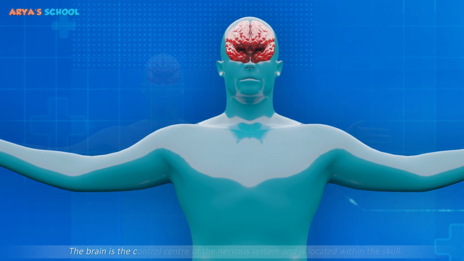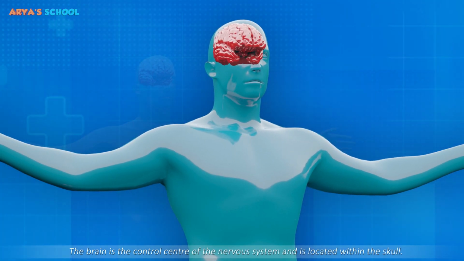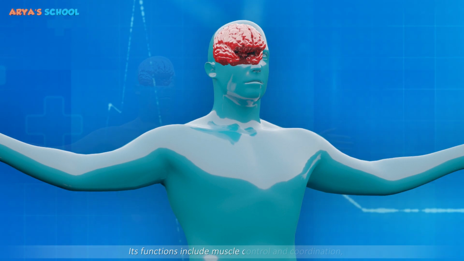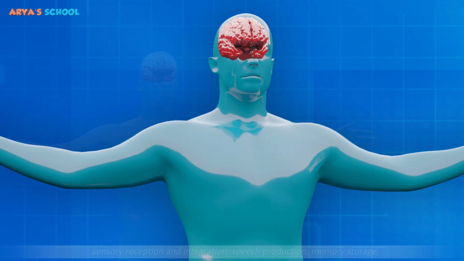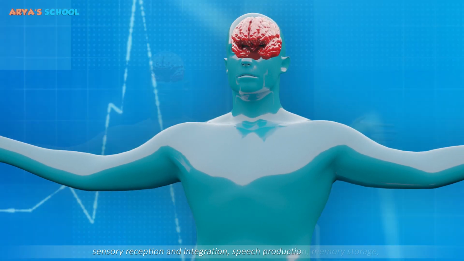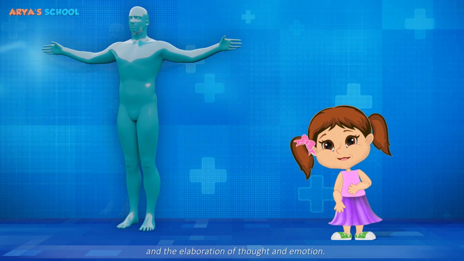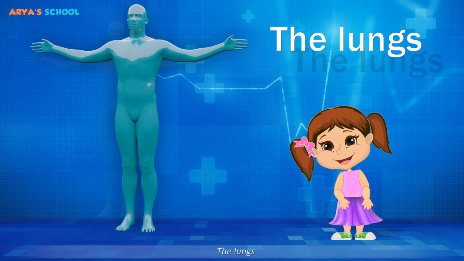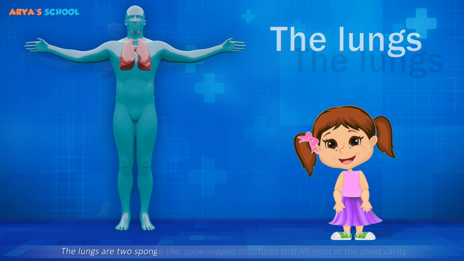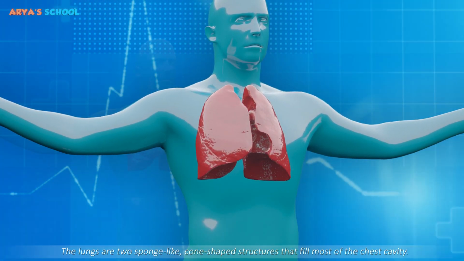The brain is the control center of the nervous system and is located within the skull. Its functions include muscle control and coordination, sensory reception and integration, speech production, memory storage, and the elaboration of thoughts and emotion. The lungs. The lungs are two sponge-like, cone-shaped structures that fill most of the chest cavity.